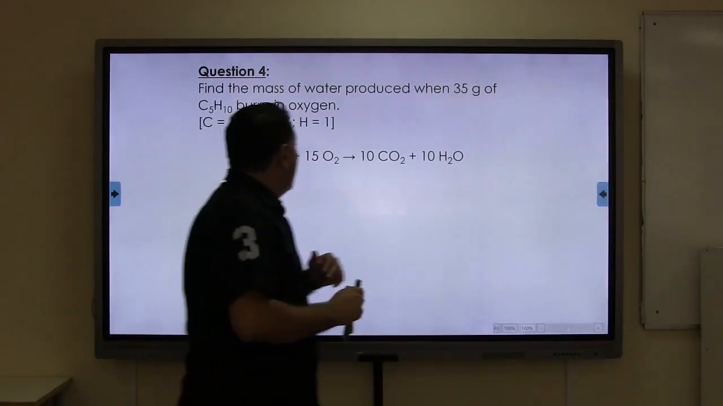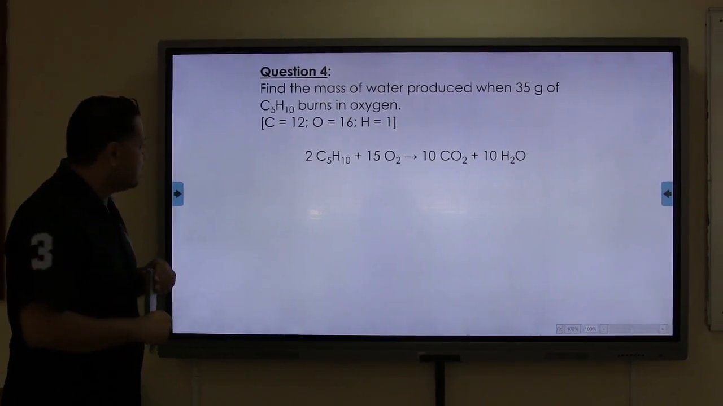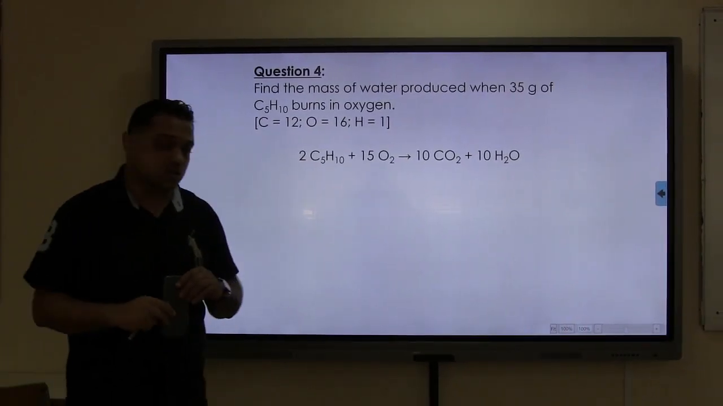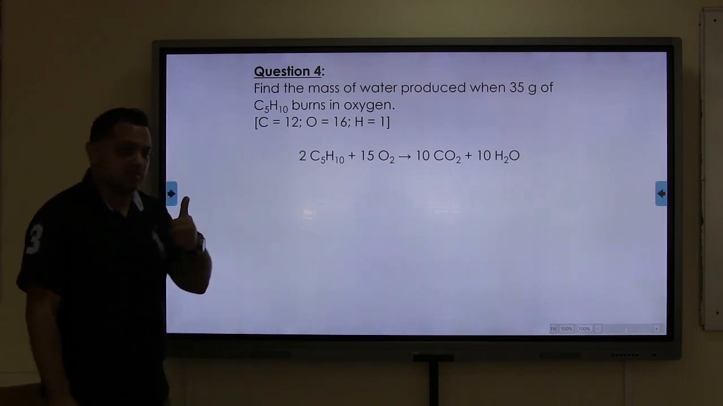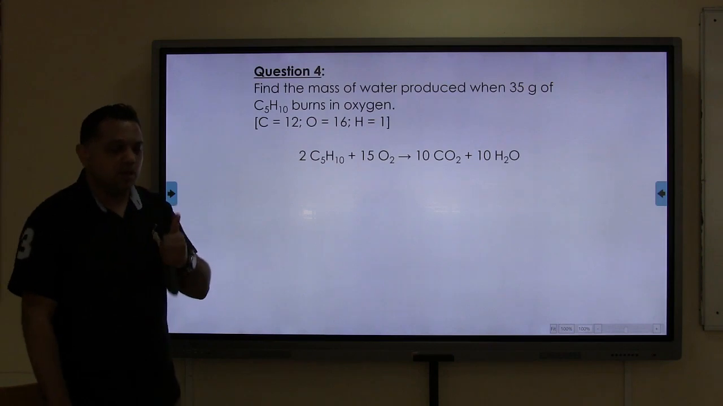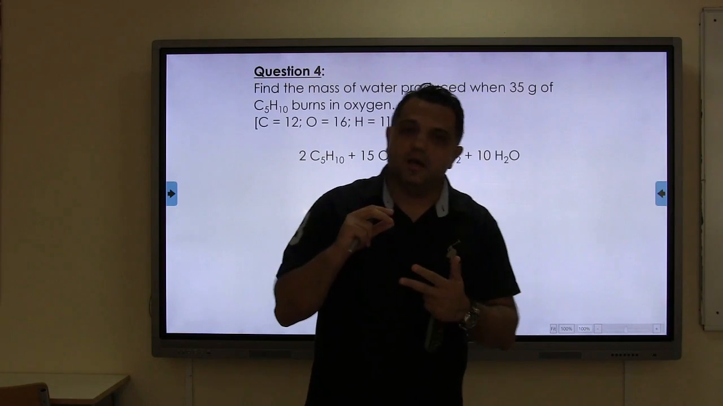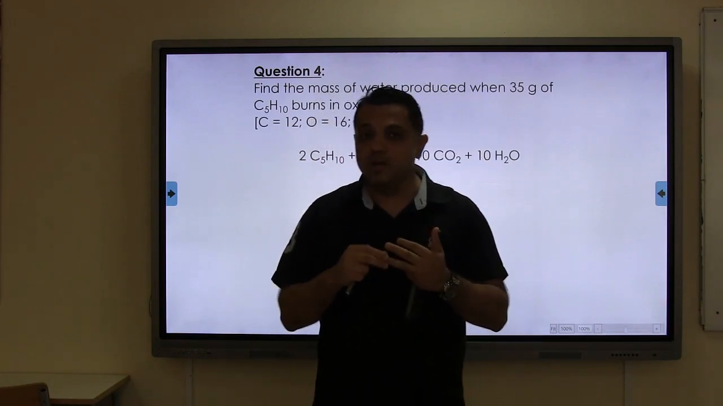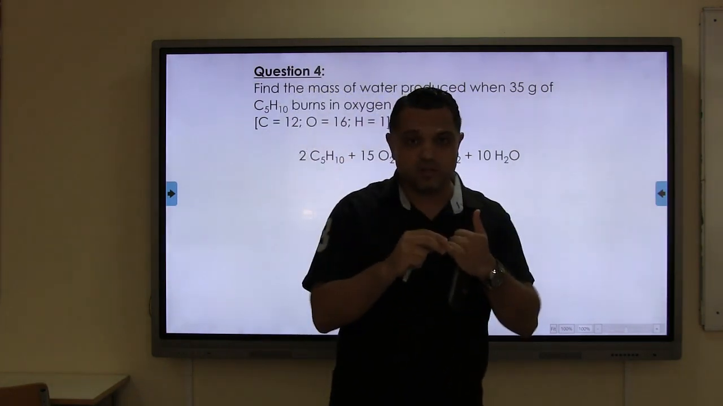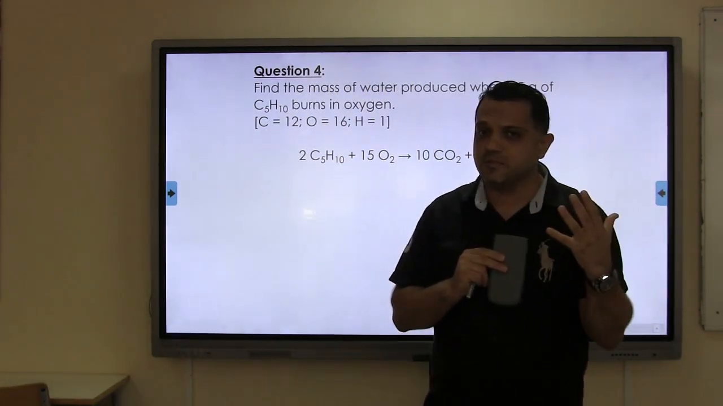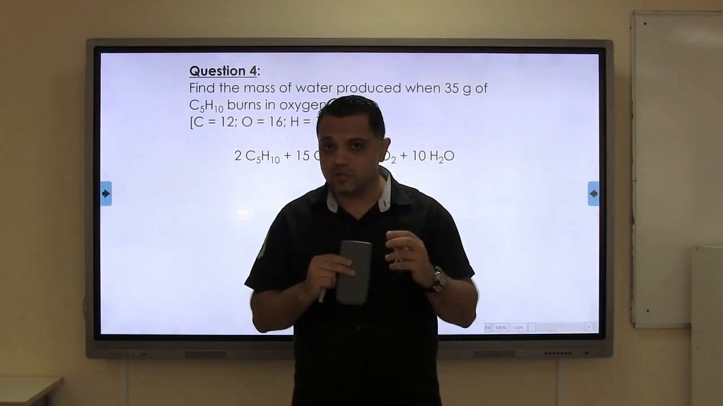And here, we need to find the mass of the water produced when 35 grams of C5H10 burns in the oxygen. Of course, here we need to double check that the reaction is balanced first. So check if the reaction is balanced. You need to know what are the 2 species involved in the question. You need to know the given, you need to know the unknown, and then you need to know how to write down the most convenient ratio. So these are the 5 main steps. And then at the end, you need to figure out how many significant figures your answer should be.